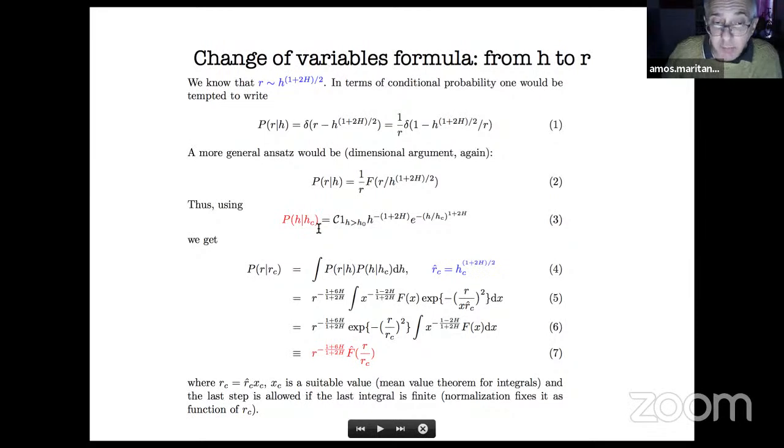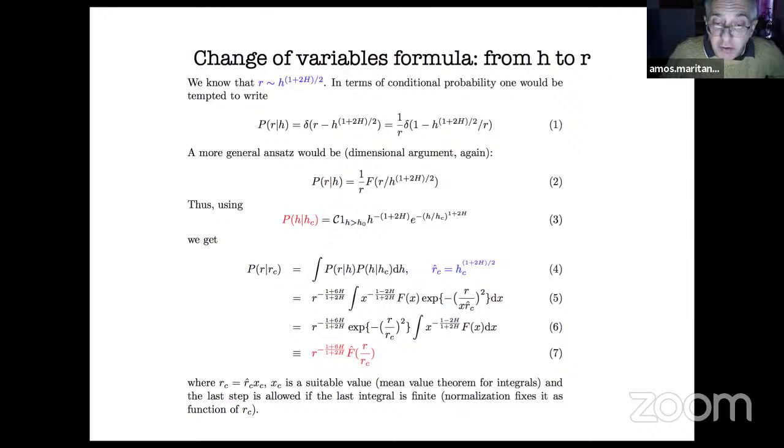So we use this scaling ansatz with the distribution of the height, the non-ideal one that we have just found in the previous slide that you can go over carefully by yourself. This scaling ansatz, which is the number 2, is a generalization of a deterministic ansatz. And then you do some calculation, you find what is the distribution of the radius, which is this power law, 1 plus 6 capital H divided by 1 plus 2 H. When capital H is 1, you find 7 over 3, corrected by this exponential, which is a Gaussian in this case, in R over RC. RC is just related to the amount of resources that are at disposal.